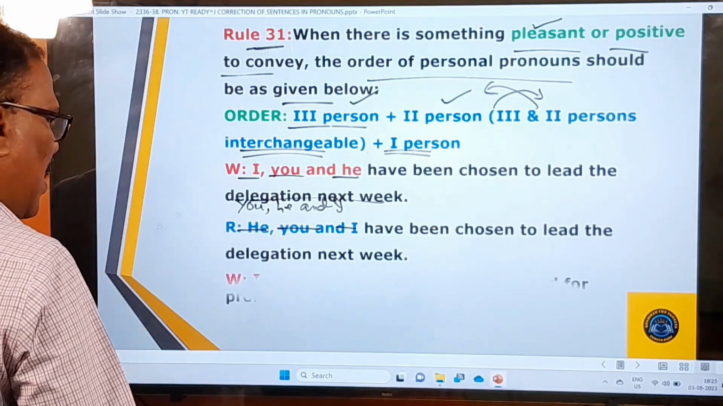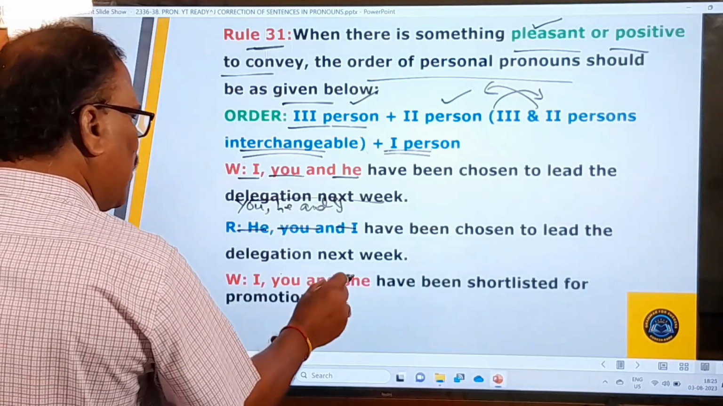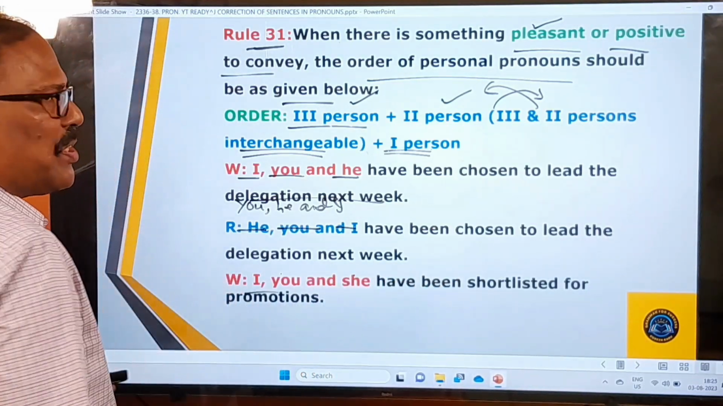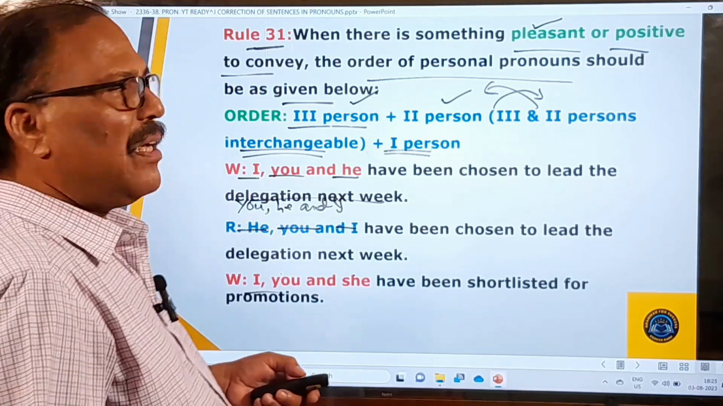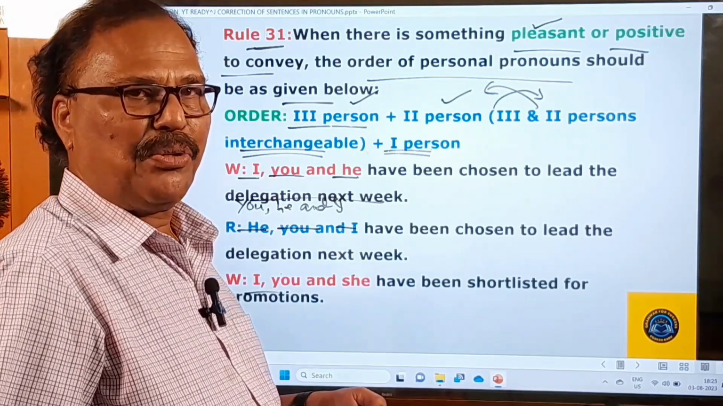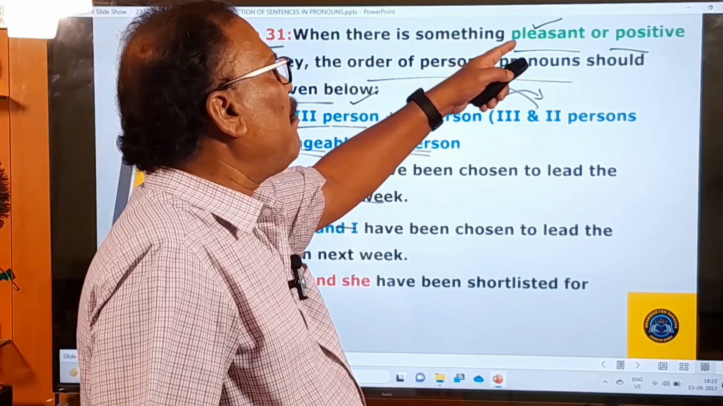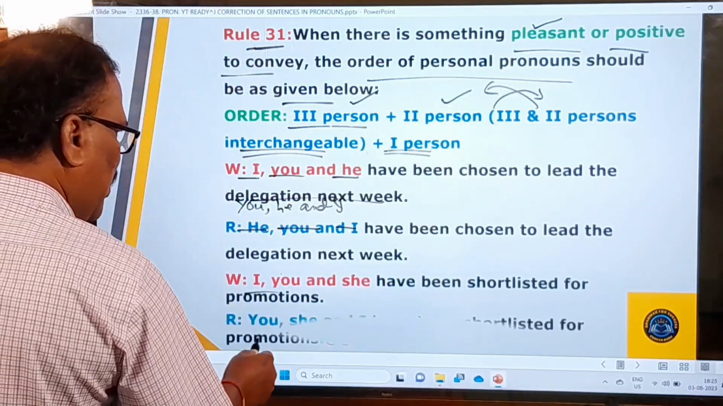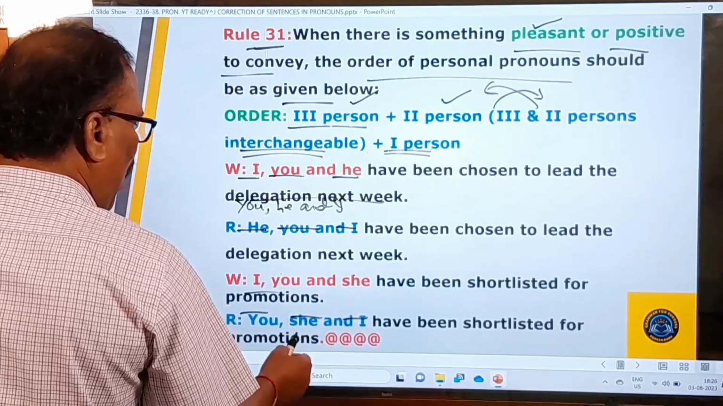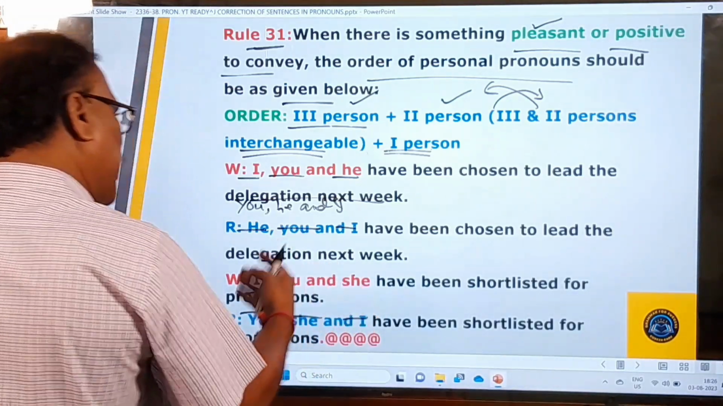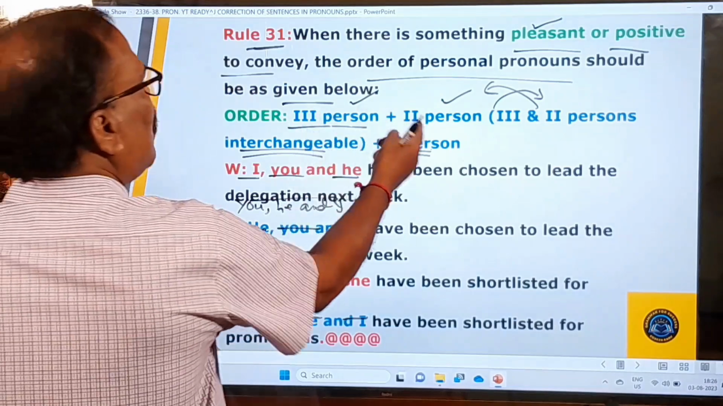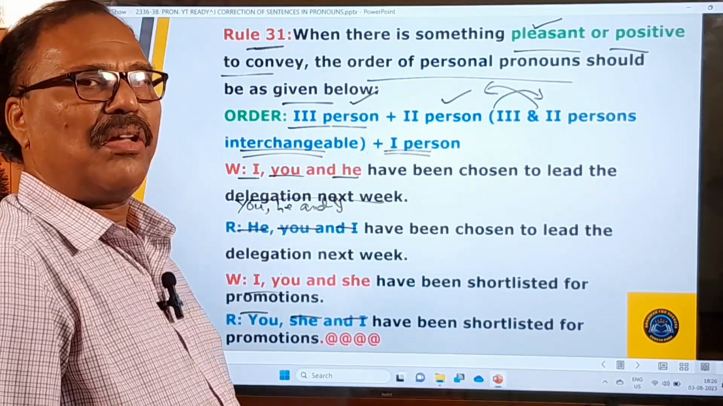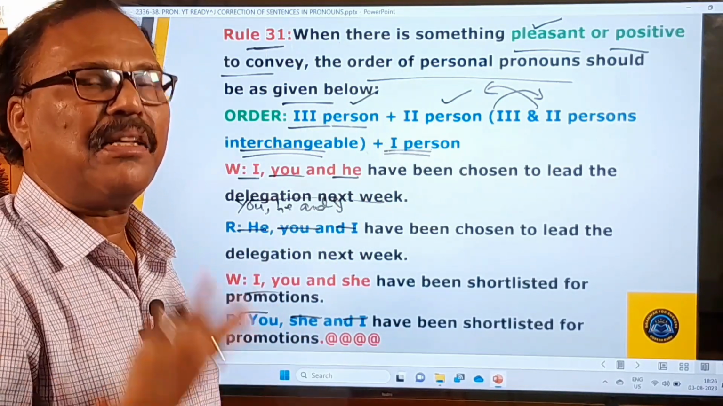One more example is given here. "I, you, and she have been shortlisted for promotion." Getting a promotion is not a piece of bad news. It is a piece of pleasant news, and that's why this is good news. So what should you say? "You, she, and I," or "she, you, and I," whatever may be the order here. That depends on the writer's or speaker's preference or priority.